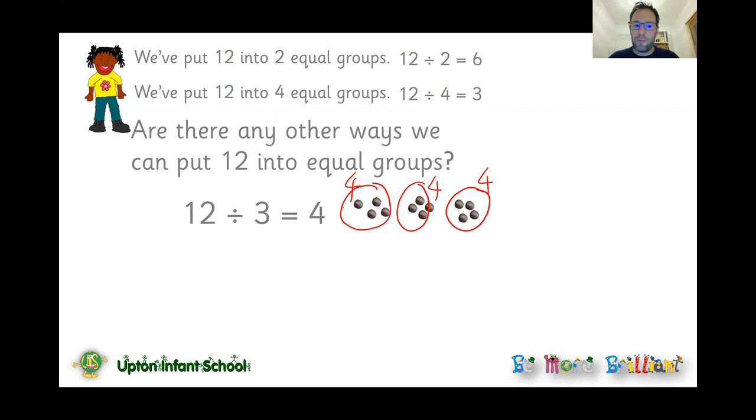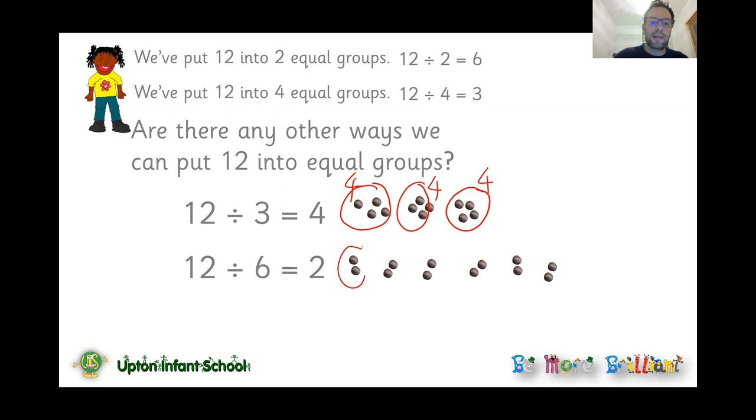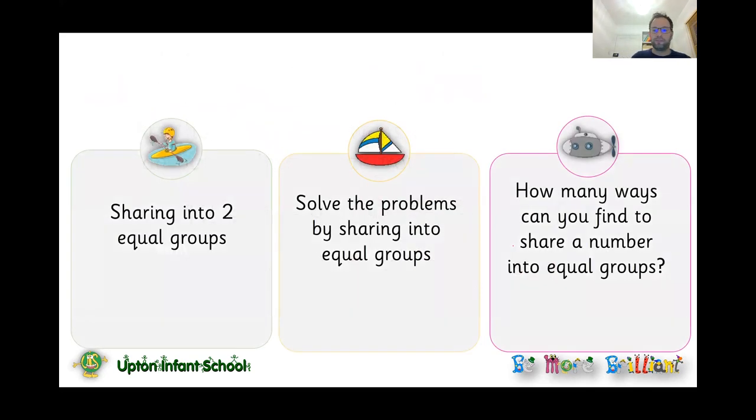There's another way too. So here I could share my 12 into 6 equal groups. There we go, 3, 4, 5, 6. And you can see in each of those groups there are 2 pebbles. So we could also do 12 divided by 6 equals 2. So we have found so far 4 different ways to share 12 into equal groups.